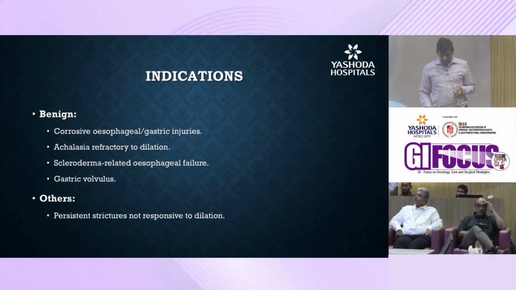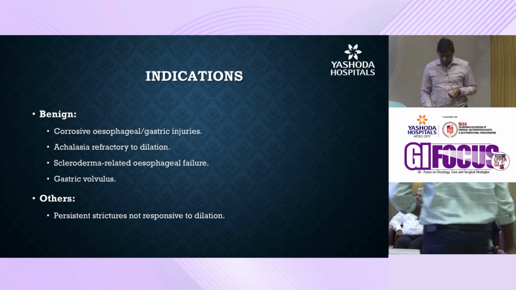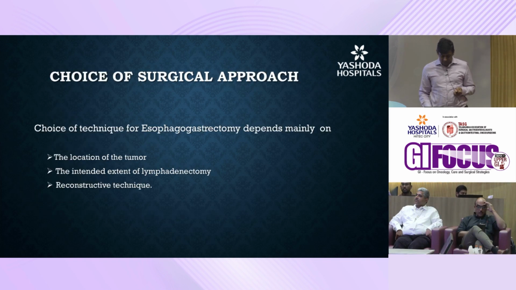Benign indications also exist, the ones mentioned in the slide, but for want of time I would skip that. So what is the choice of surgical procedure, and how do you decide? It depends upon the location, the extent of lymphadenectomy you are planning based on the histology, and the reconstructive technique with which you are comfortable, because all these options have been discussed extensively. None of them is superior to the other. It all depends upon your comfort, your experience and the institutional practice.